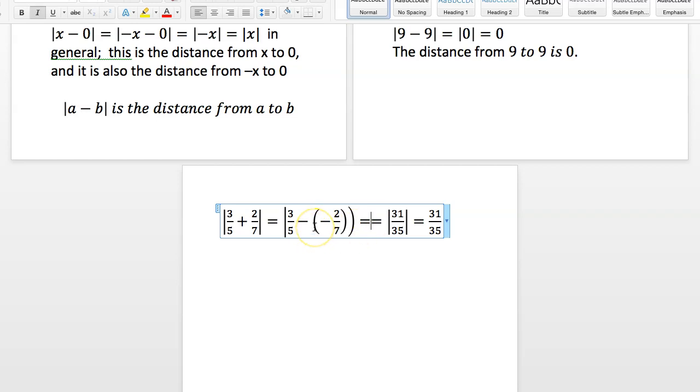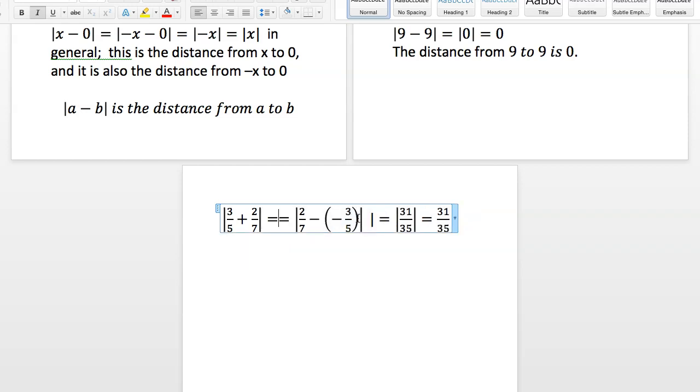I can do absolute value of 2/7 minus a negative 3/5. And again, it's good table manners to have this layer of parentheses like that. And oops, I made a boo-boo. I didn't mean to have a parenthesis on that last roundabout. I meant to have a closing absolute value bar. So I didn't make a number boo-boo. I made a parenthesis boo-boo. So let me fix that now.